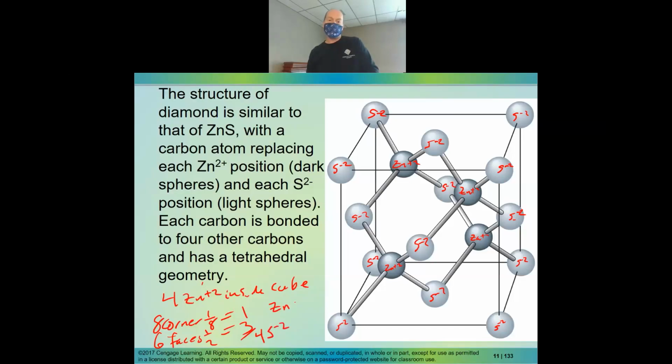Again, zinc sulfide is ZnS. So we knew it had to be a 1-to-1 ratio of the zinc cations with the sulfide anions. All right, and in this case, it is a 4-to-4.